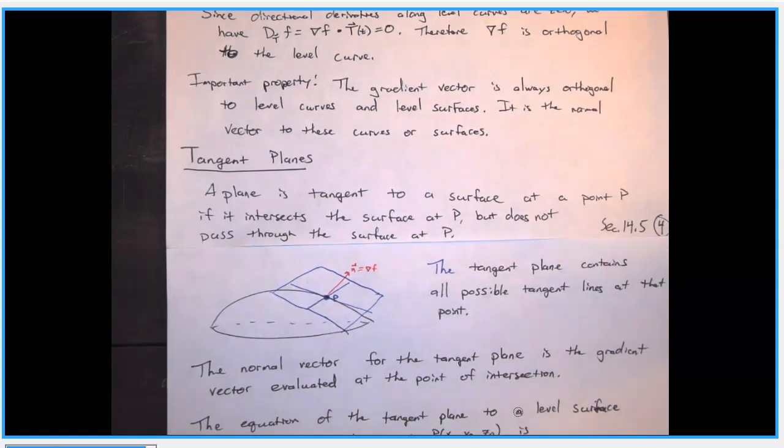And so that's how we can define something that's orthogonal to a surface, if it's the normal vector for a tangent plane at that point. So it's orthogonal to the tangent plane. And that's how the gradient is orthogonal to a surface. Now, how do we write the equation for a tangent plane?